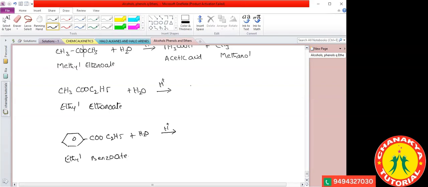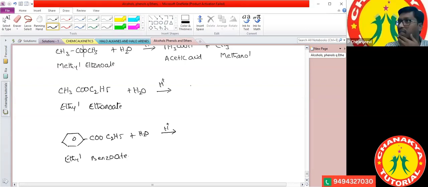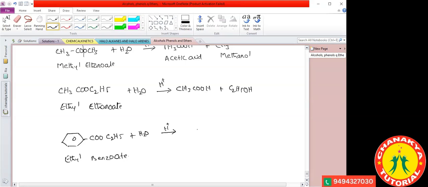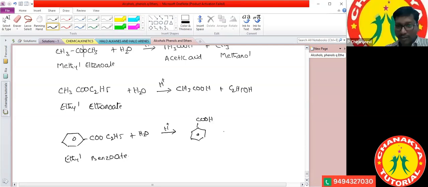Sir, acetic acid plus ethanol. Acetic acid plus ethanol. Very good, Aditi. CH3COOH plus C2H5OH. Exact correct answer. Next, second one. So benzoic acid plus ethanol? Yes, exactly correct, Aditi. C6H5COOH plus ethanol, C2H5OH.